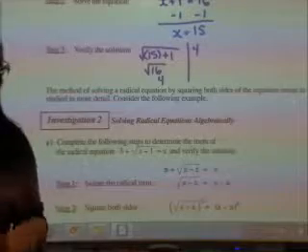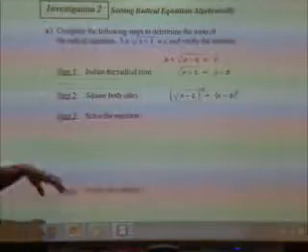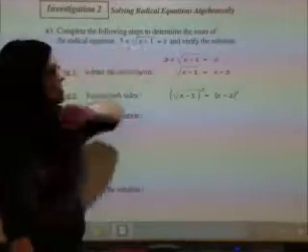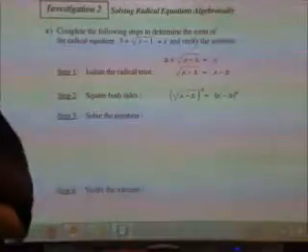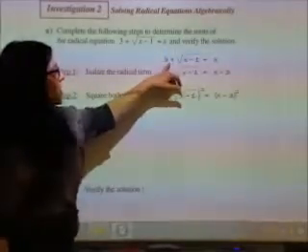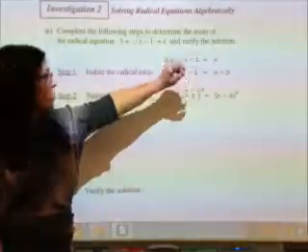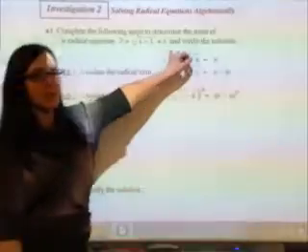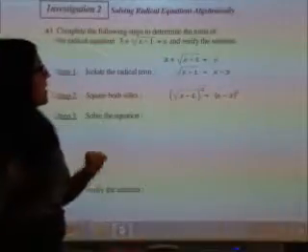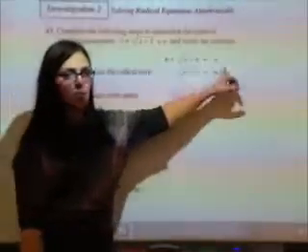The other thing that can happen, and this is in investigation number 2, is we have 3 plus the square root of x minus 1 equals x. So when I go to solve this equation, what I want to do is I want to isolate the radical if I can. So I want this square root of x minus 1 to be by itself, so I subtract 3 on each side. Now that the radical's by itself, I can square both sides of the equation.